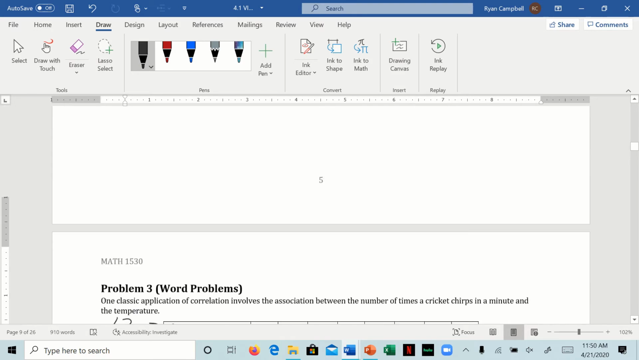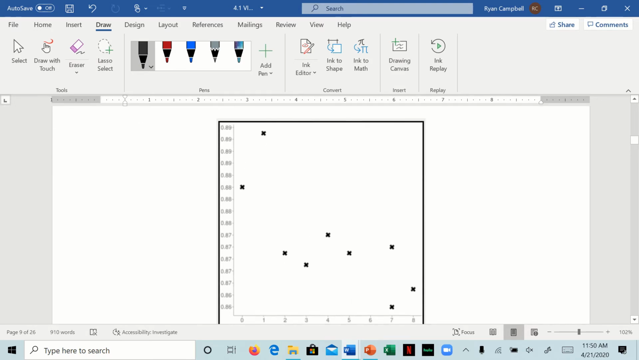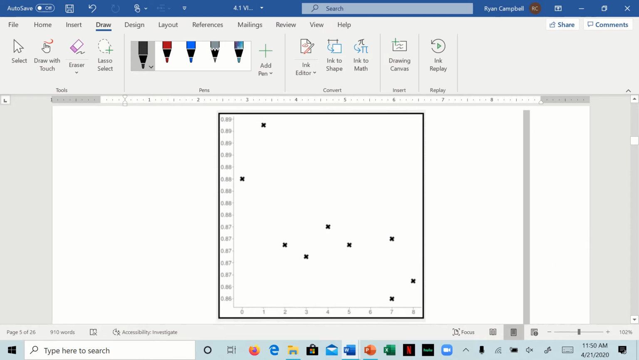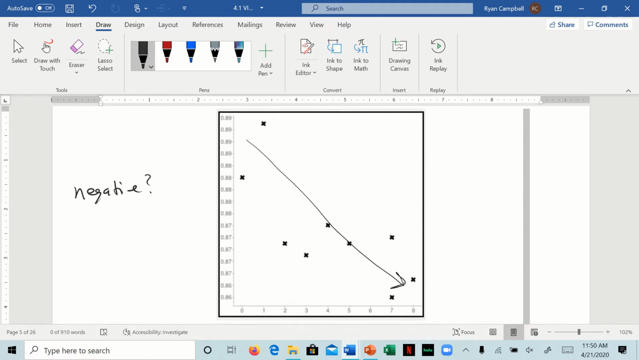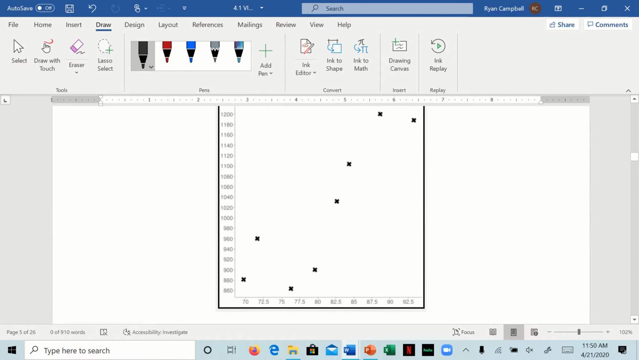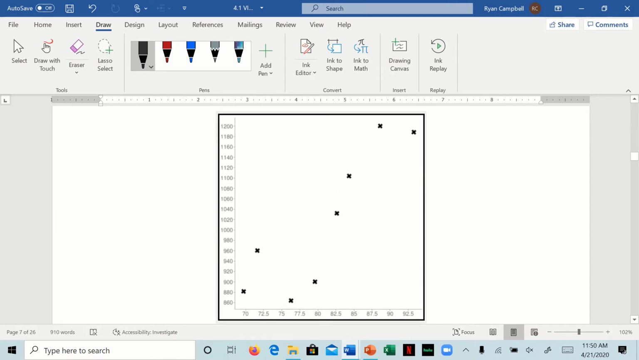Now, if we look at these, let's go back to problem number 2. We had this diagram. What kind of correlation does this seem like it might be? Maybe a negative, we can kind of see things are going down. Maybe it's kind of all over the place. So possibly negative. If we look at this one, what kind of correlation could this be? Again, maybe positive. Things are going upwards, so it could be positive.